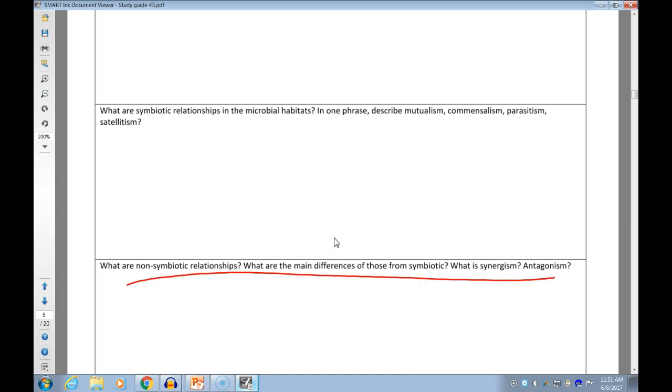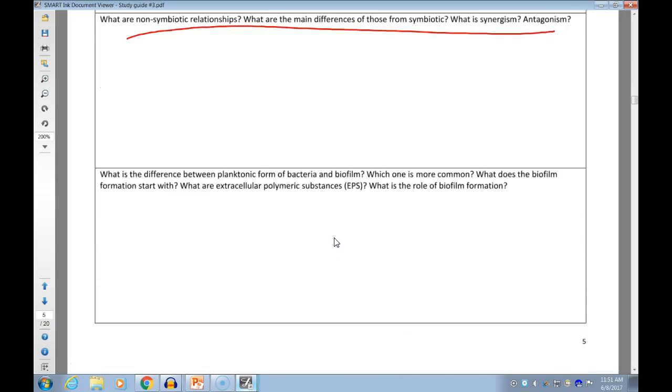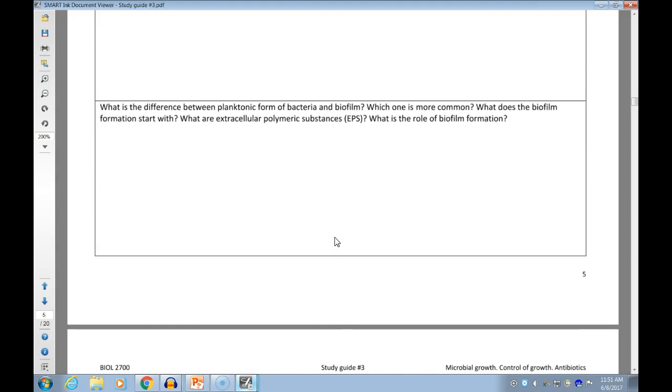Non-symbiotic, same, we discussed that too, you have to know them. Know the difference between symbiotic, non-symbiotic, and not obligatory, not mandatory. Planktonic form, biofilm, all this stuff about biofilm. Planktonic is in suspension, biofilm is on the surface. Understand the roles of extrapolymeric substances. It's an extracellular matrix that increases adhesion and protects microbes from desiccation.